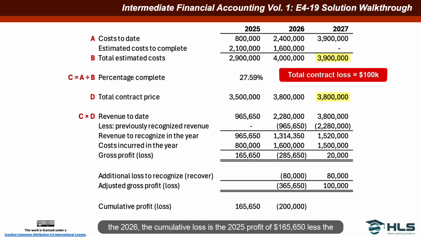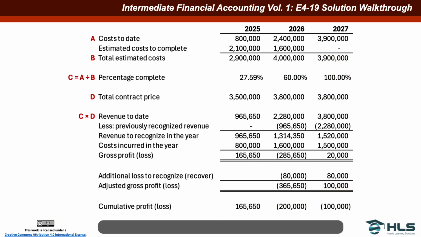Then in 2026, the cumulative loss is the 2025 profit of $165,650 less the total loss in 2026 of $365,650. So by the end of 2026, the cumulative loss is $200,000. And then for 2027, we would add the gross profit of $100,000 to the cumulative loss at the end of 2026 of $200,000 to result in a final cumulative loss of $100,000, which matches the difference between the contract price and the total cost. So we know we've done this correctly.